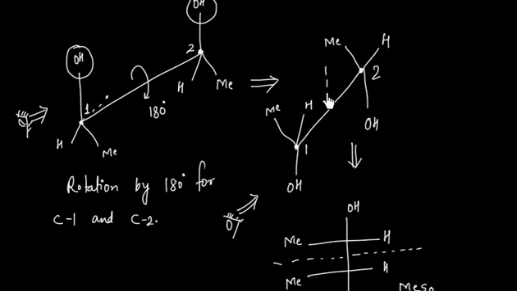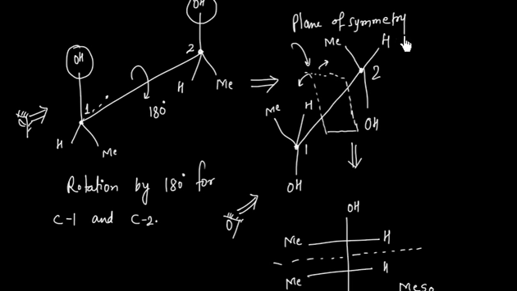It can also be looked at from Sawhorse projection formula. If you see along a plane that basically bisects this line, so along this plane, if you cross a plane here, you can see there is a plane of symmetry. So this side of the plane and this side of the plane we have the same kind of groups. So this is a plane of symmetry. So we can say this molecule is meso.